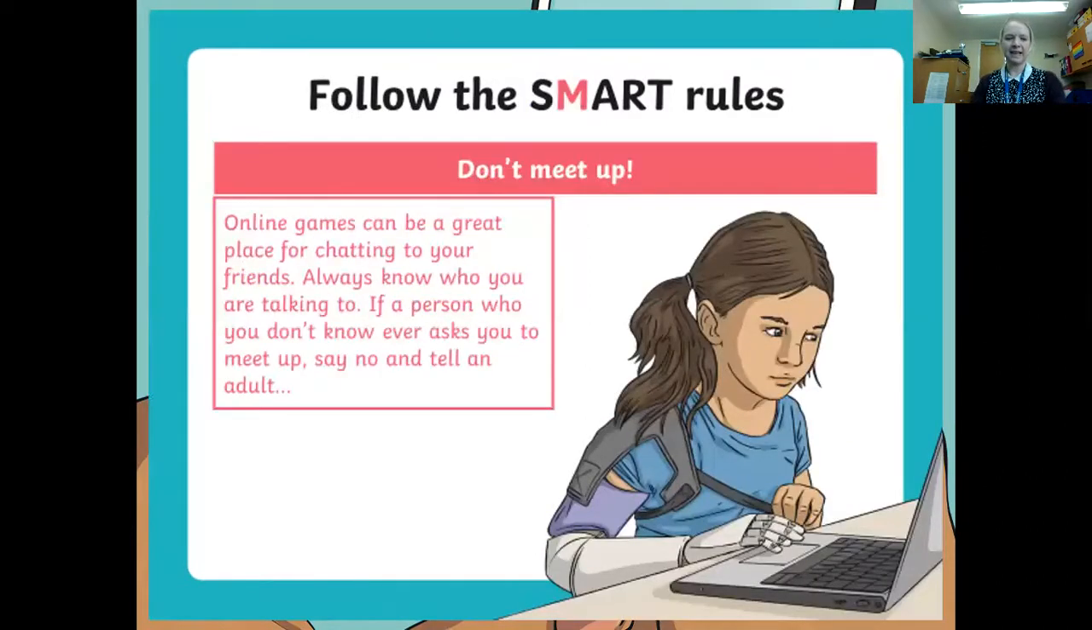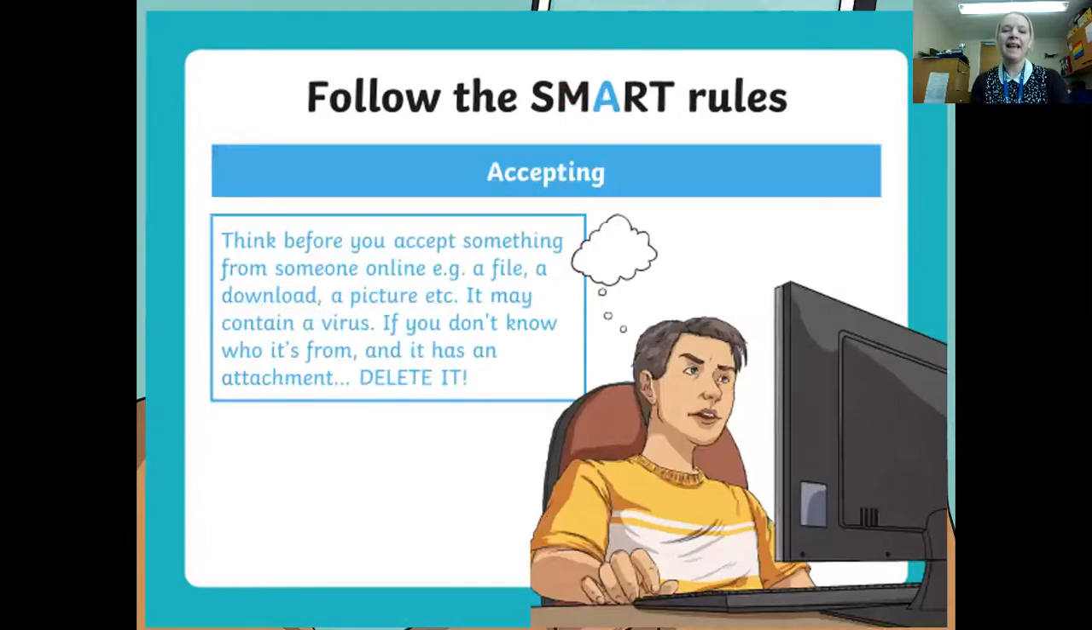Our second letter is M. Don't meet up. We often chat with our friends on the internet. We even get to see them in videos if we're lucky enough. But if a person who you don't know ever asks you to meet up, you must say no, and you must tell an adult. You do not want to be meeting up with people from online that you do not know. The A is for accepting.